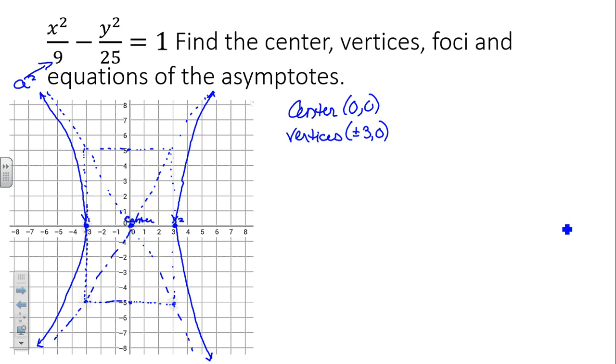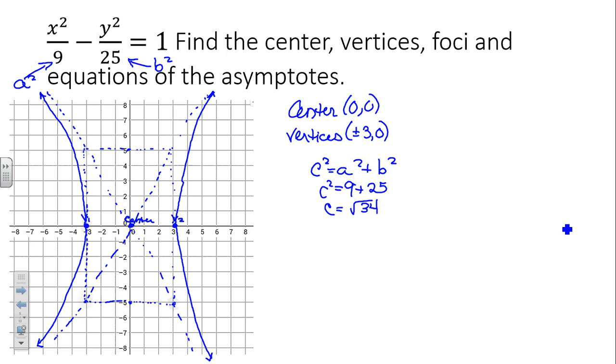And next we need to find the foci. So we know that a squared was 9, b squared is 25. So how do we find c squared? A squared plus b squared. So 9 plus 25 is 34, so c will be the square root of 34.